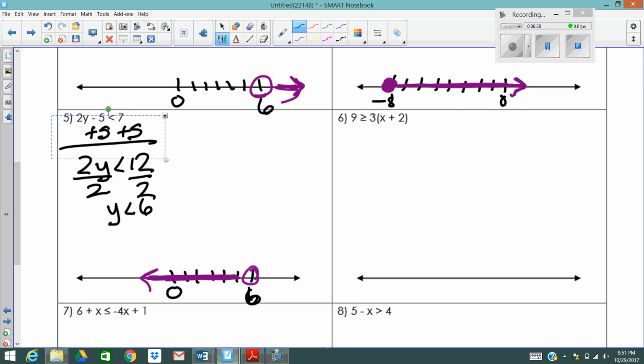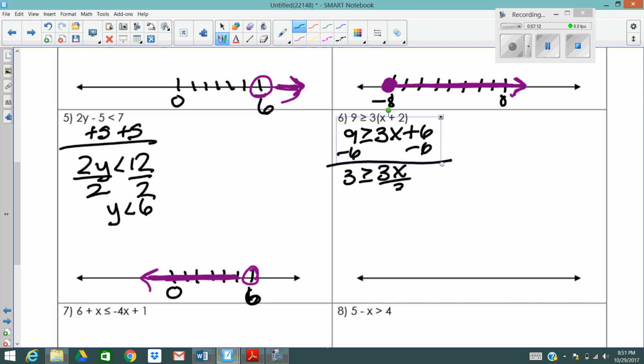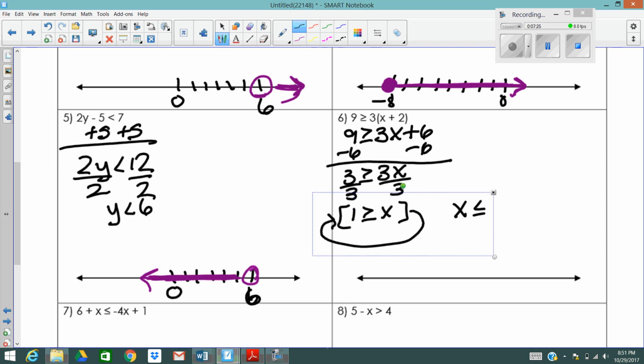Problem number 6, I want to distribute that 3. So I get 9 is greater than or equal to 3x plus 6. Subtract 6 on both sides, and I get 3 is greater than or equal to 3x. Divide both sides by 3, and we get 1 is greater than or equal to x. And again, I'm going to need to take that whole inequality, turn it around, so I get x is less than or equal to 1.